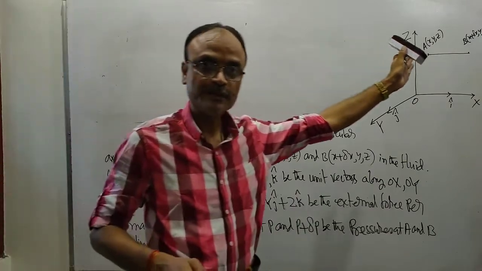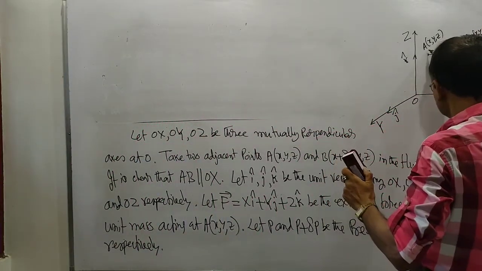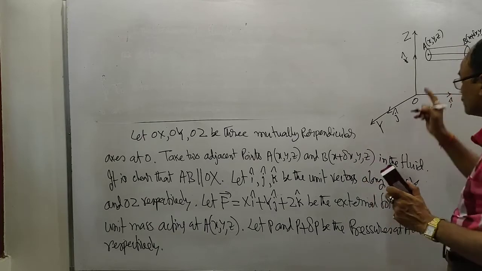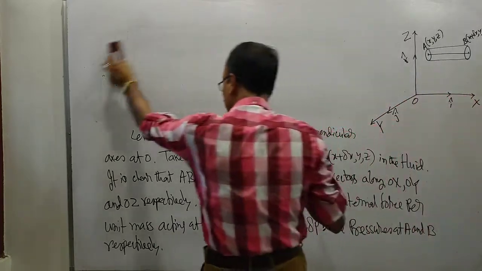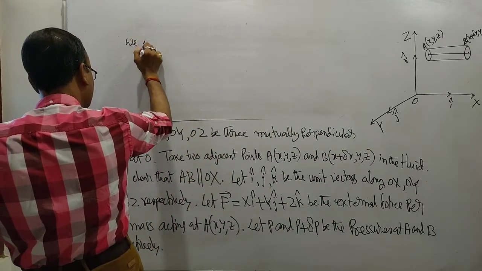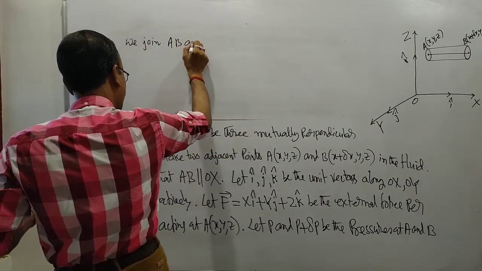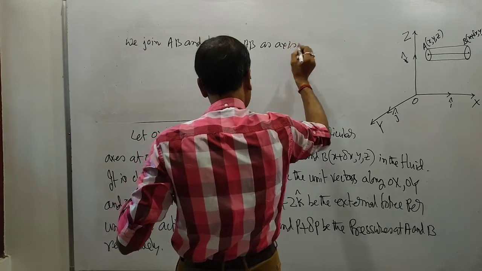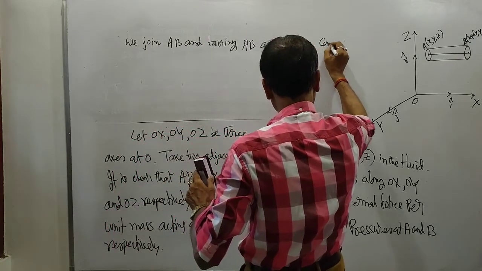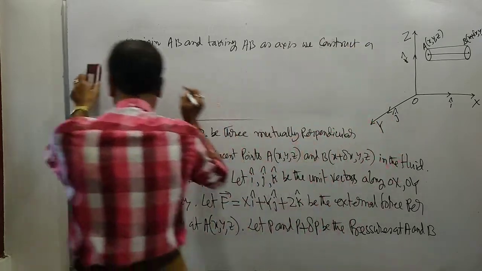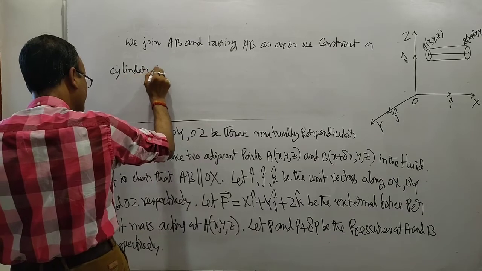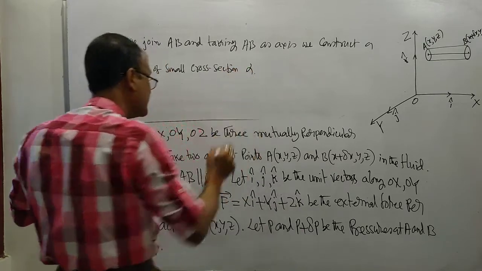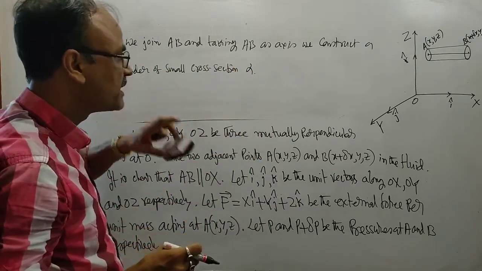We join AB and, taking AB as axis, we construct a cylinder of small cross section alpha.